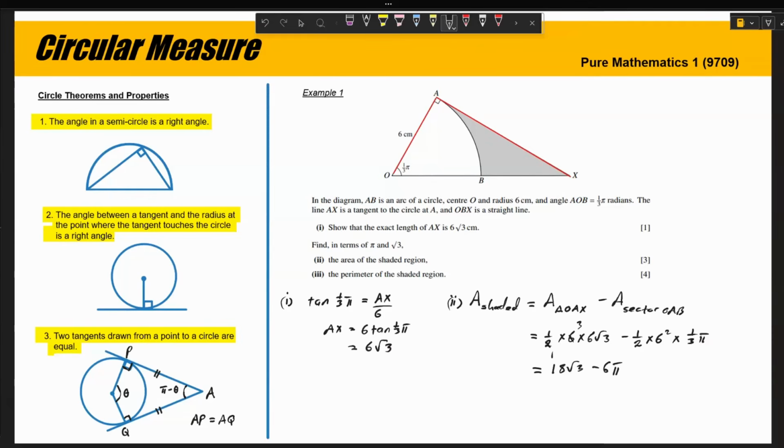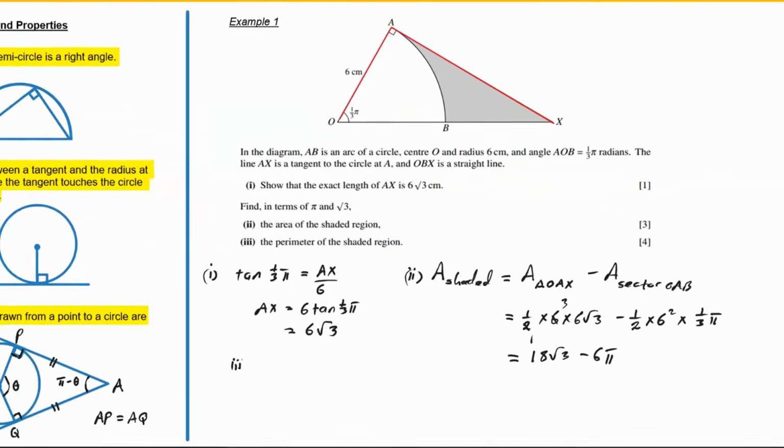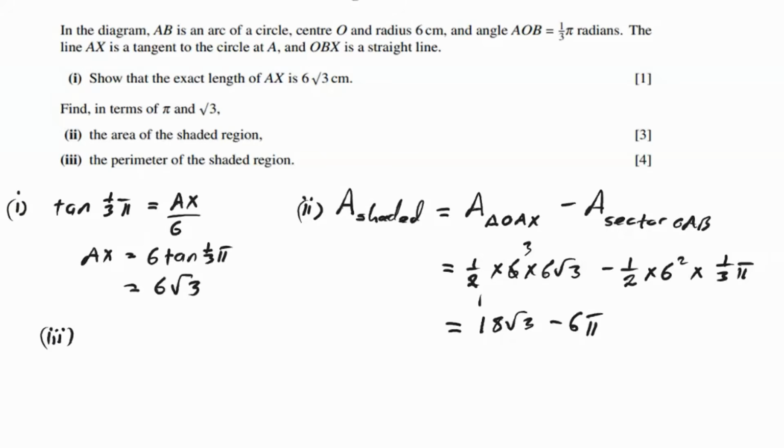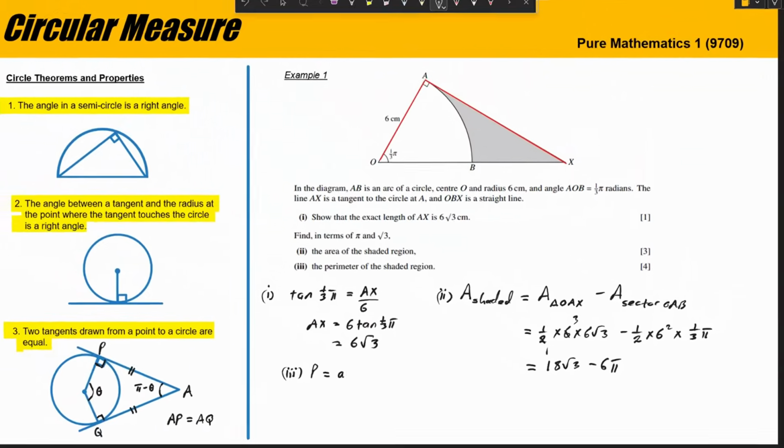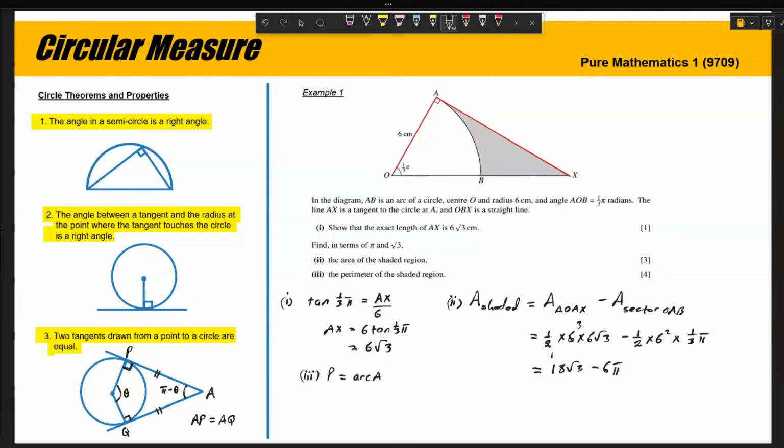Let's go on to part 3. Okay, so let's do part 3 on here. In part 3, they say we should find the perimeter of the shaded region. So the perimeter of the shaded region involves the arc AB plus the length of AX plus the length of BX.